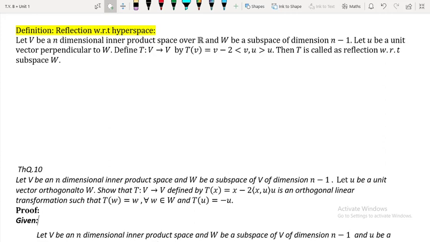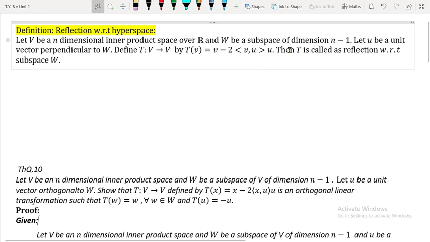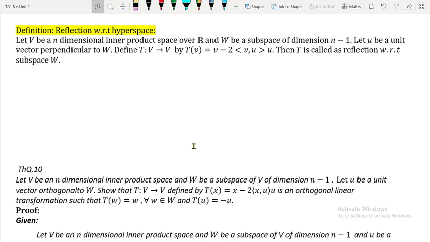So hello my dear students, today we are going to start a new concept, that is reflection with respect to a hyperspace. So first of all, let us try to understand what is the meaning of hyperspace. If we are having a vector space of dimension n, then the subspace of dimension n minus 1 is called a hyperspace. The meaning is, suppose you are having a vector space of dimension 3, then the subspace of dimension 2 is called as what? A hyperspace. So over here we are going to find reflection with respect to a hyperspace.